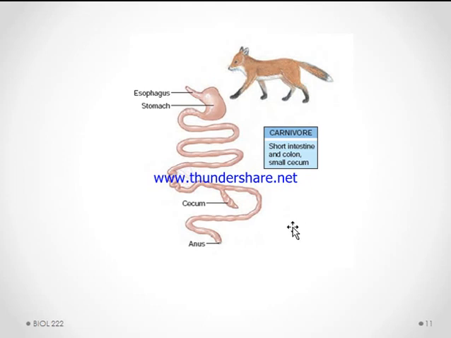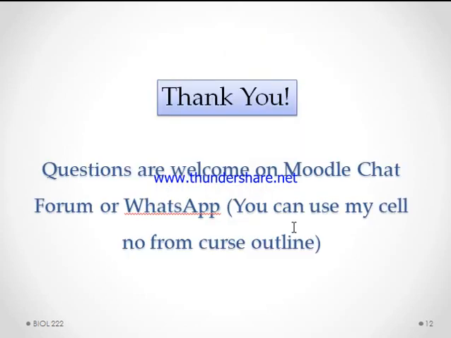Carnivores basically have a smaller, simpler canal, because protein digestion is comparatively an easier process in comparison to carbohydrate digestion. So this is about carnivore digestion.